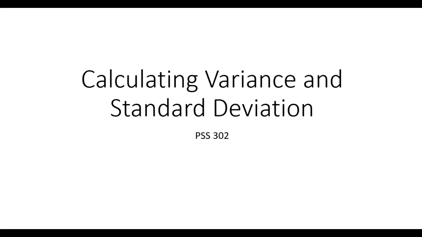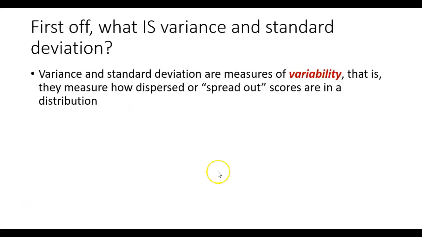Hello, the purpose of this video is to review variance and standard deviation and show you how to calculate those using the computational formula. A lot of people are confused by what variance and standard deviation are. So first off, what are they? Variance and standard deviation are measures of variability. That is, they measure how dispersed or spread out scores are in a distribution.